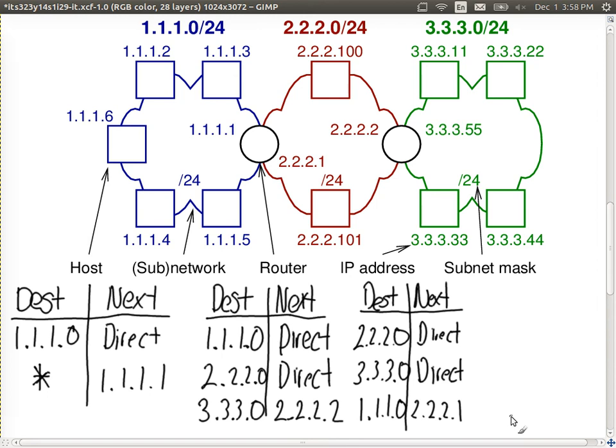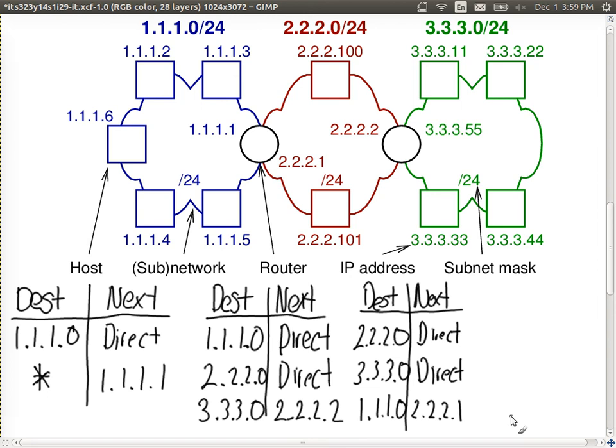Forwarding is easy now. If we have an IP datagram at source 1.1.1.6, it creates the IP datagram. The source address is its own address, and the destination address is what it wants to send to. And we just look up the routing tables. For example, I'll not draw it, but I am this 1.1.1.6. I want to send data to 3.3.3.33. I create the datagram, destination address 3.3.3.33. Look in the routing table.